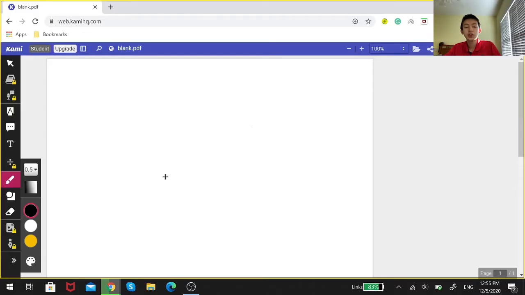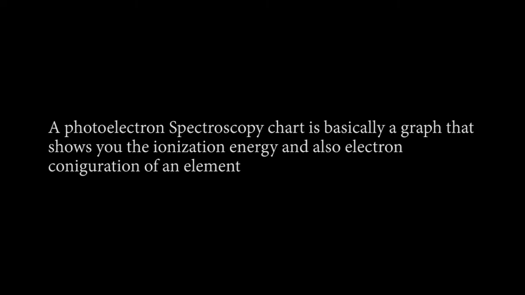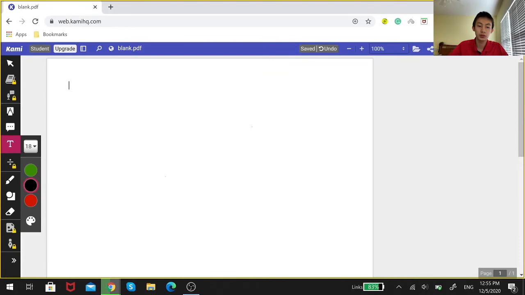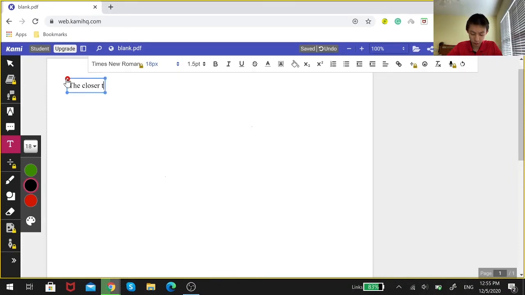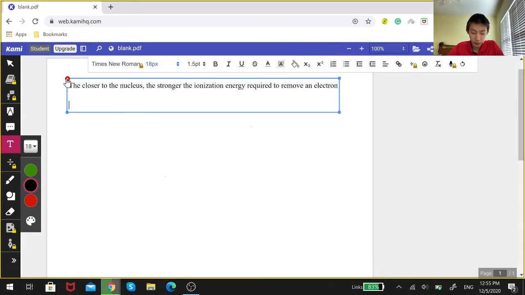Hi, today I'll be doing a video on photoelectron spectroscopy. So here are some things that you should know about it. First, the closer to the nucleus, the stronger the ionization energy required to remove an electron. And then on the chart, same height equals same number of electrons.